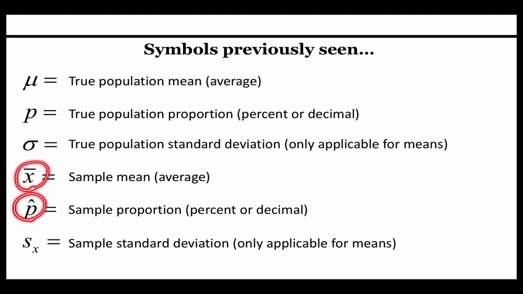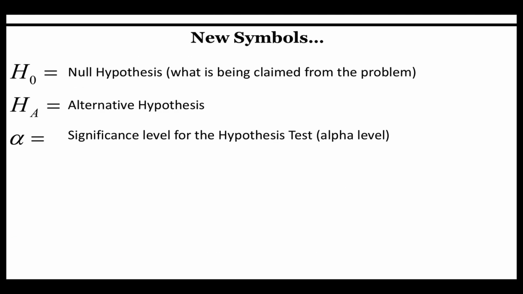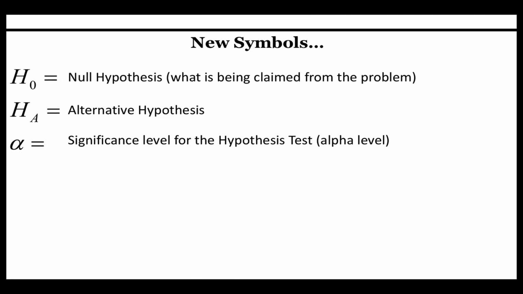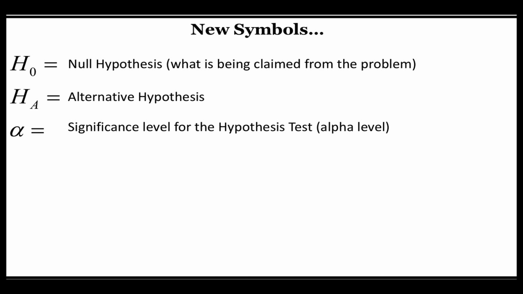And then we have our samples: the sample mean and proportion, and this is the sample standard deviation. We've seen all of those before. Today, we're going to get a couple new ones, three of them to be exact. Three new symbols.